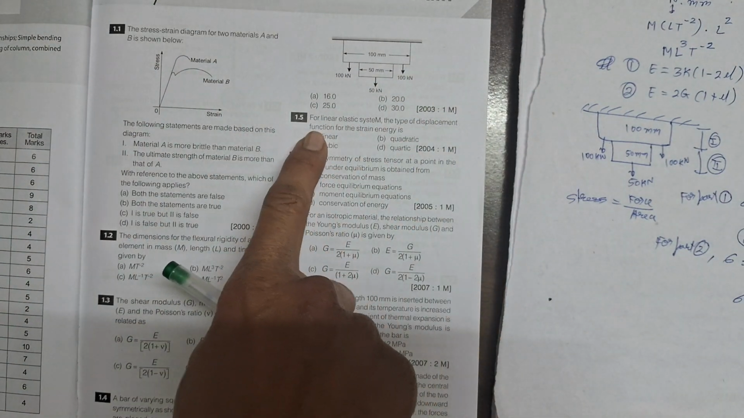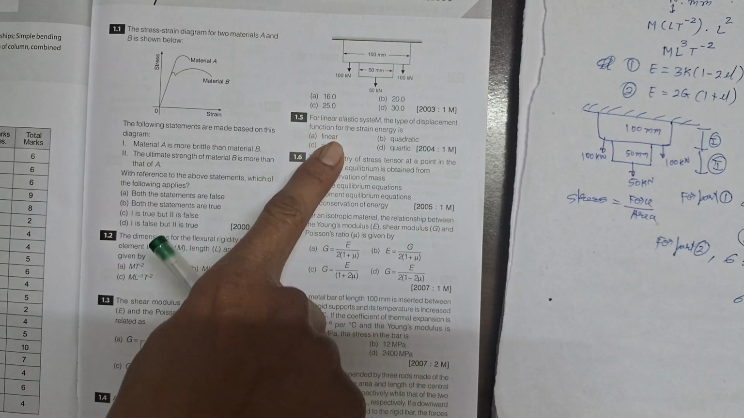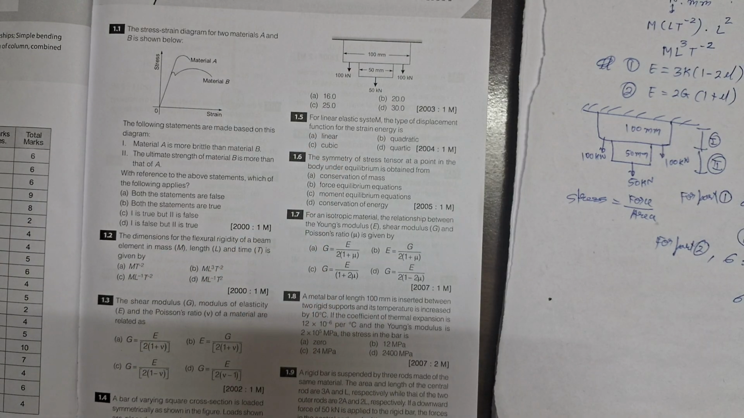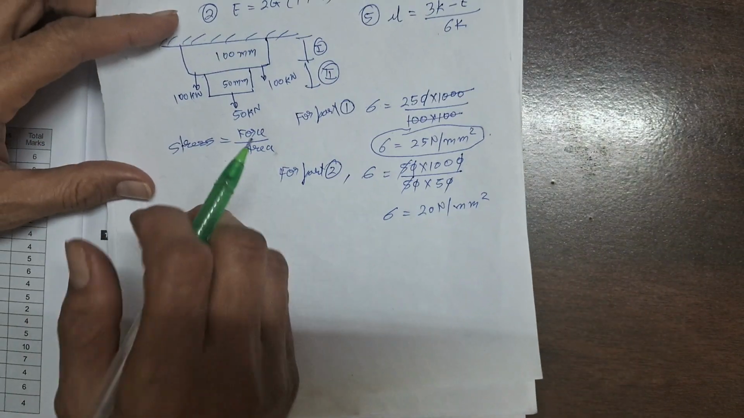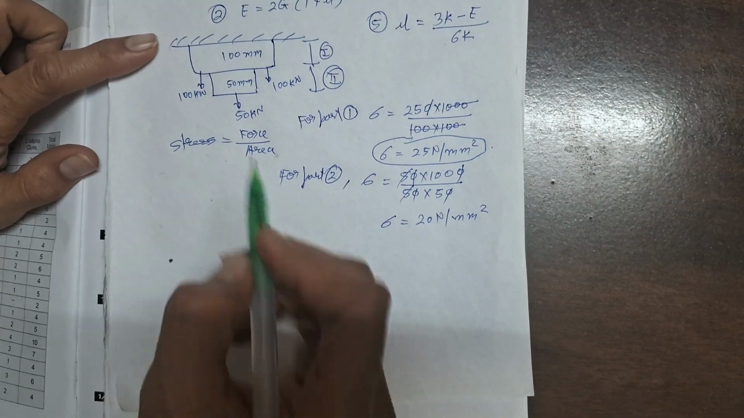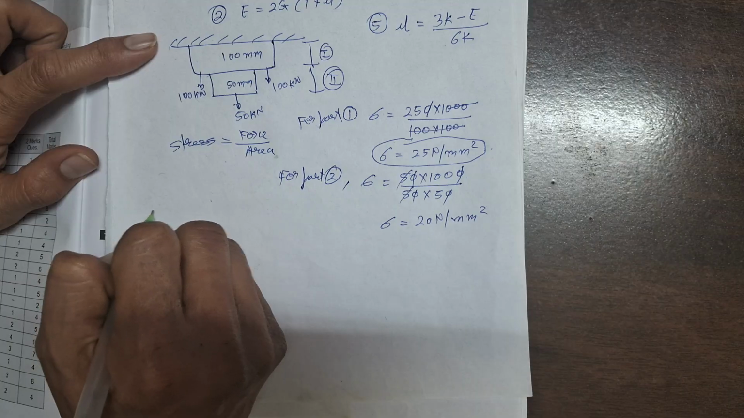Now another question: for a linear elastic system, the type of displacement function for strain energies. So what will be the answer? The options are linear, quadratic, cubic or quartic. So it is quadratic basically. See how it is quadratic? Simple, you have to remember the formula of strain energy.